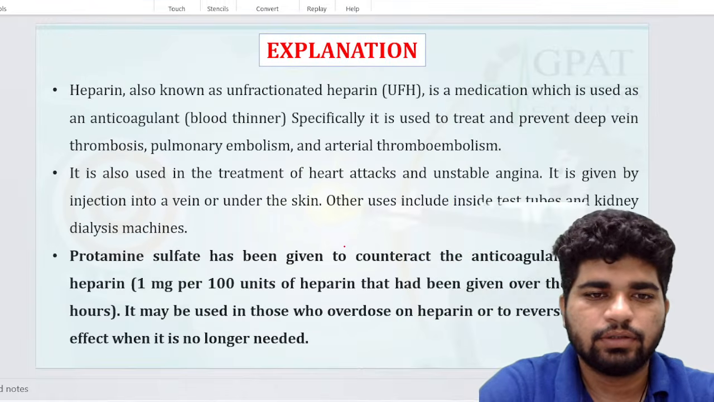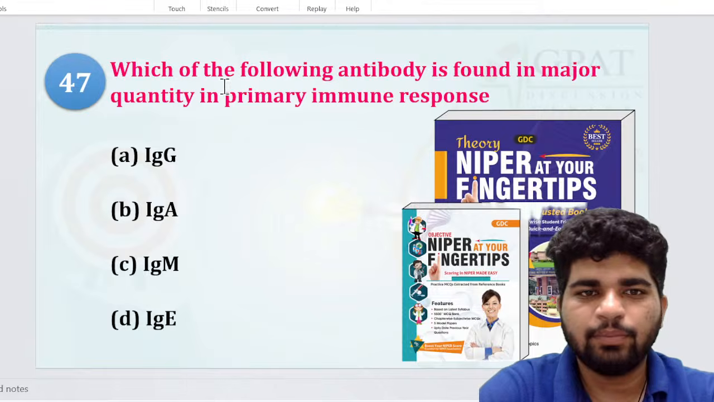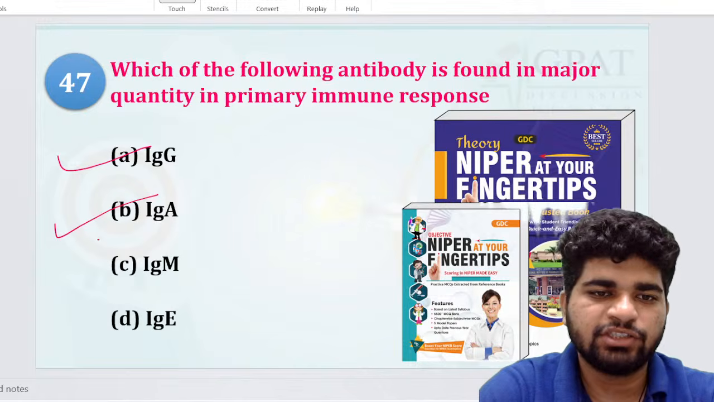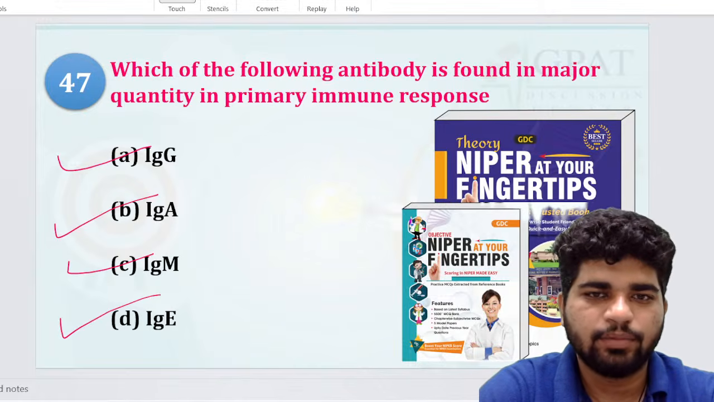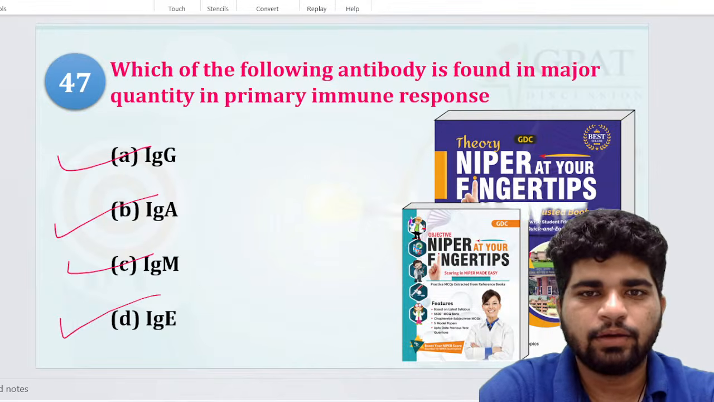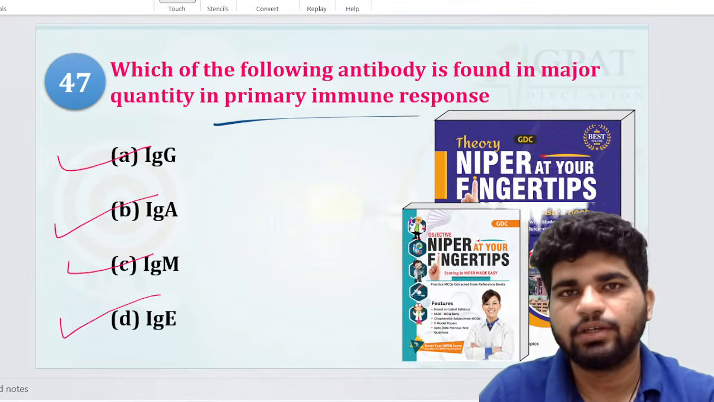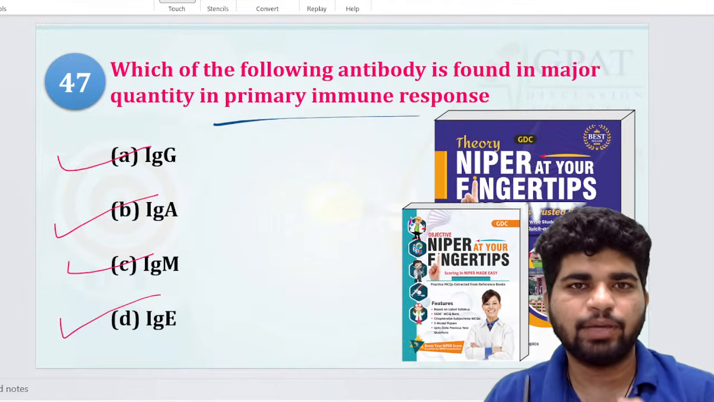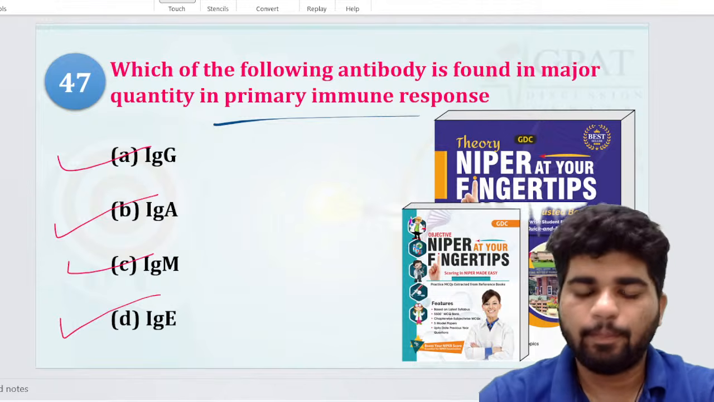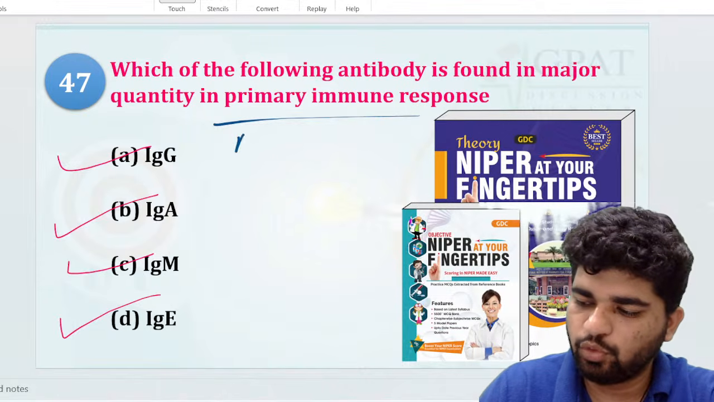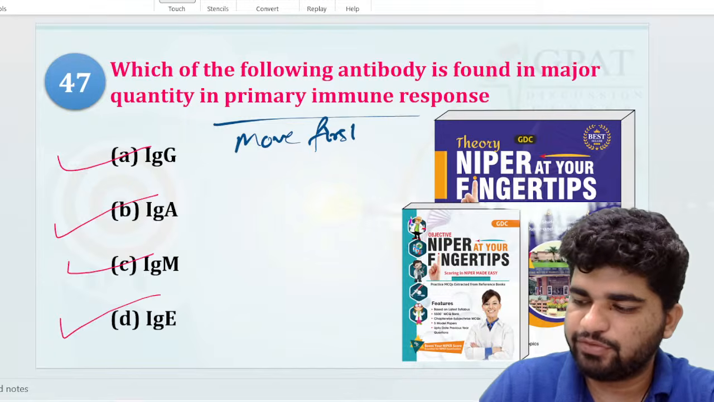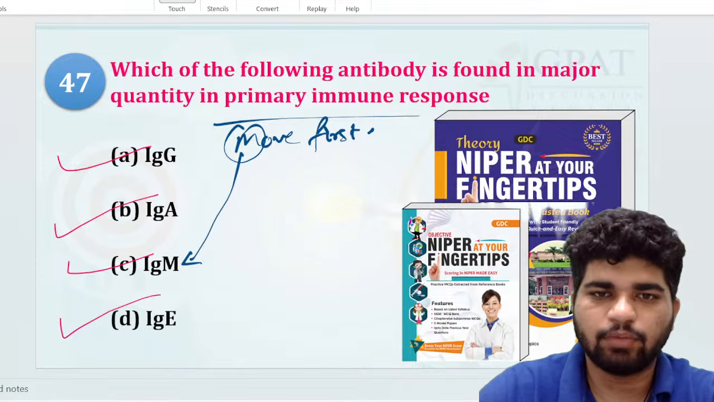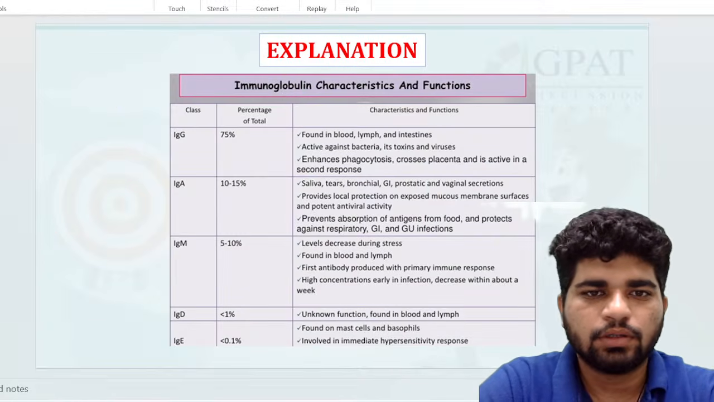Okay, chalo. Now, which of the following antibodies is found in major quantity in the primary immune response? It is your IgG, IgA, IgM, or IgE. Whenever there is a fight, we used to call in Hindi, marpeet, right? Punch, right? So which moves first? M for move, M for IgM. Okay, that you have to remember. Move first, that's your IgM.